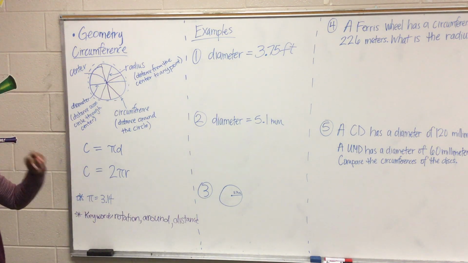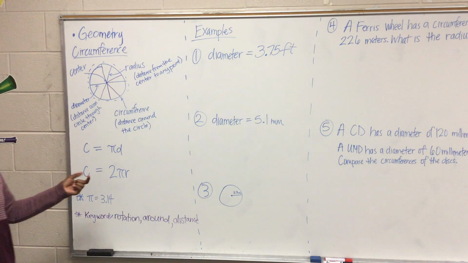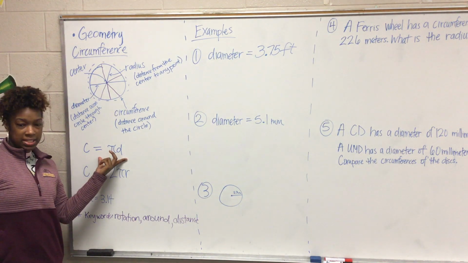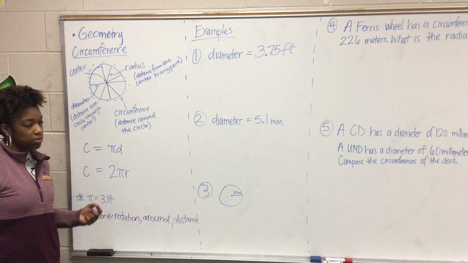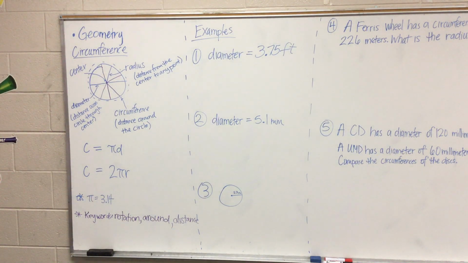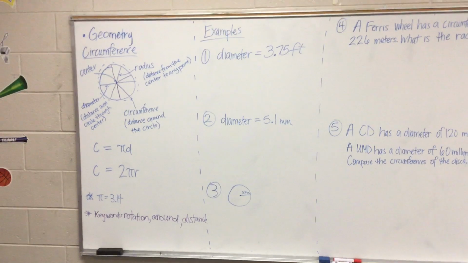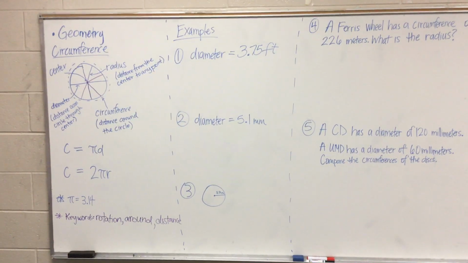So, once again, you have two equations. When they give you the diameter, you use C equals pi times d. And when they give you the radius, you use C equals 2 times pi times r. So, first example. You have diameter equals 3.75 feet.